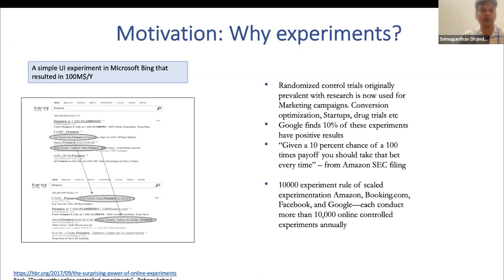That's the reason why tech companies, when they see this kind of payoff, try to do more experiments. There is this quote from an Amazon SEC filing which says that if you have a 10% chance of a 100 times payoff, you should take that bet every time. That is why companies are trying to do more experiments so that they can see these payoffs. And as a maturity level for AI/ML in companies, there is this 10,000 experiment rule. If a company is doing 10,000 experiments per year, then you can assume that it has a good experimentation culture. That is something that all companies aspire for. So that's for motivation: there are a lot of payoffs, and companies are becoming more experiment driven in addition to being data driven.